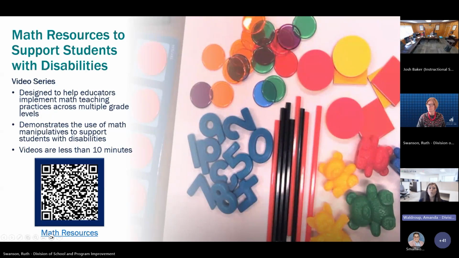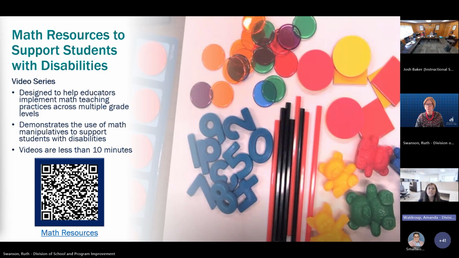And so just going through that handout and all the different resources that are on there, we have a set of math resources designed to support students with disabilities. So this includes a video series for teachers that demonstrates how to use math manipulatives to provide concrete hands-on learning experiences. And a lot of times with manipulatives, we typically think of them being associated with elementary classrooms, but they can also be highly effective for middle and high school students as well.